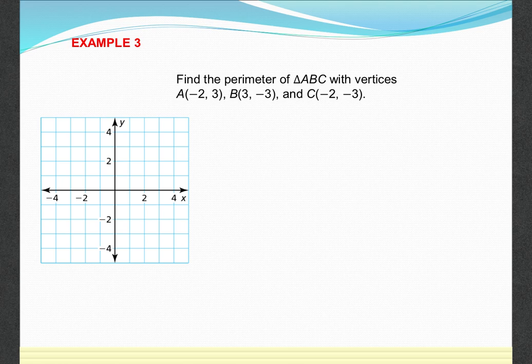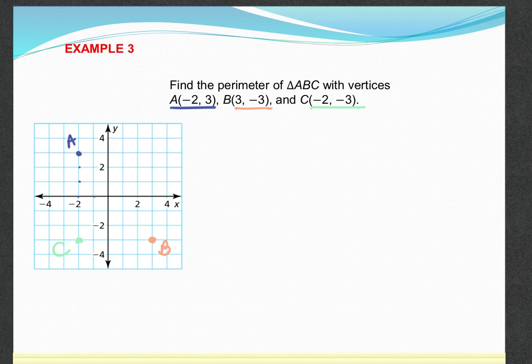Find the perimeter of triangle ABC with vertices A (-2, 3), B (3, -3), and C (-2, -3). And then you're given the coordinate plane. So I'm going to plot first A (-2, 3), which means move left 2 and then up 3. That would be A. B is (3, -3), so I'm going to go to the right 3 and down 3, and that's B. And then C is (-2, -3), so back 2, down 3, and that's C. And that gives me my triangle.